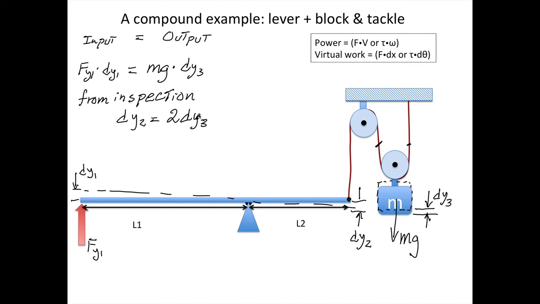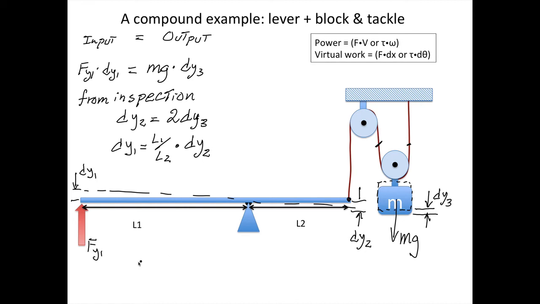And that's why block and tackles work. You have to take up twice as much rope, but it turns out that you also double the force, because you have force on both of these ropes. And then again, as in the previous lever, we have that dy1 has to be equal to L1 over L2 times dy2.